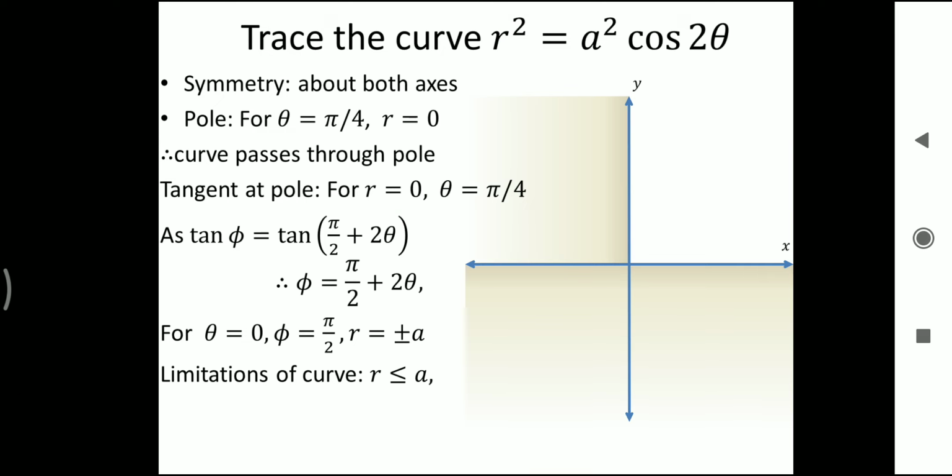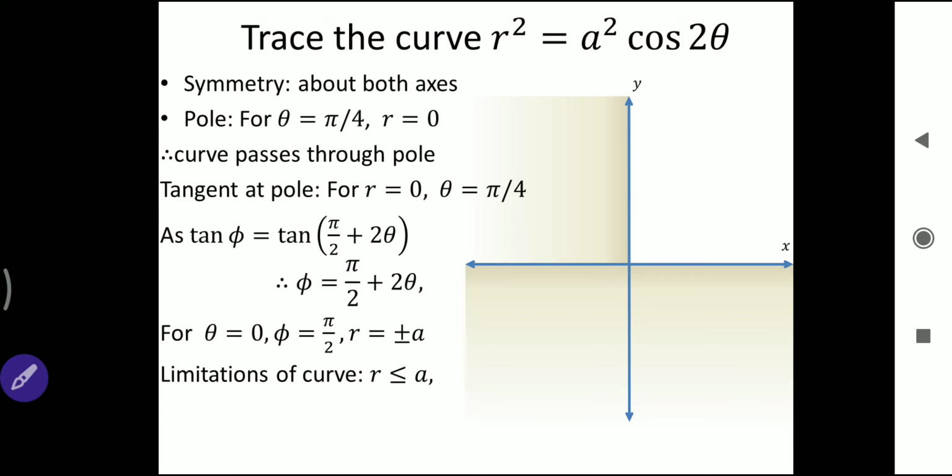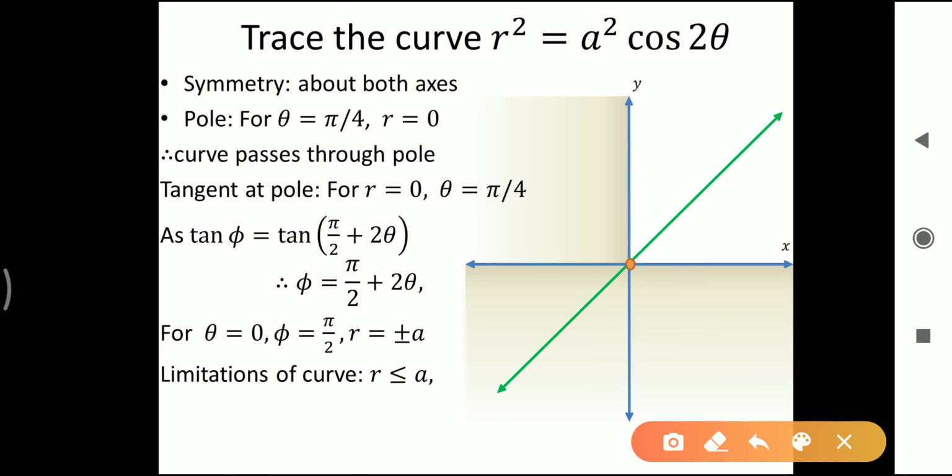Okay, then the next thing is the angle between the radius vector and the tangent. Up till now we are having it like this. See, we are having that the pole is passing through the origin, and also we are getting a tangent at the pole at theta equal to pi by 4.